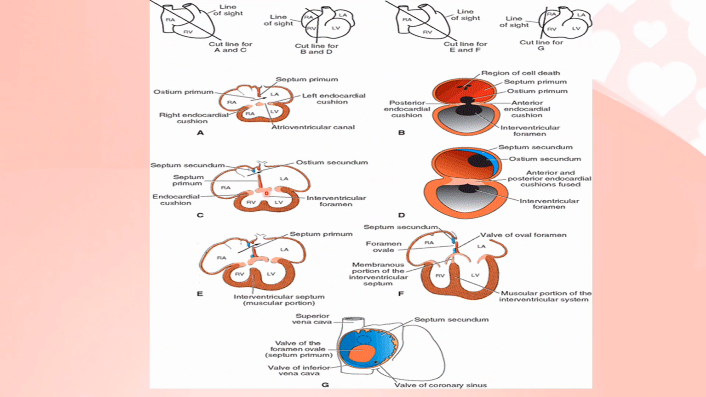But before the closure is complete, cell death occurs in the upper part of the ostium primum, forming the ostium secundum over here. At the same time, when the sinus venosus is incorporated and the right atrium is growing, the left valve of the sinus venosus and septum spurium fuse with the septum secundum, which will now grow downward over here.